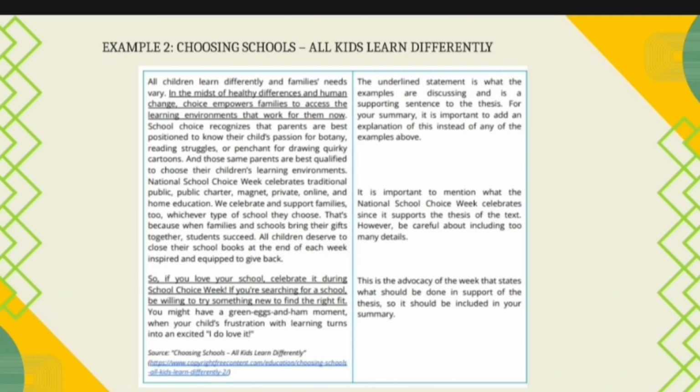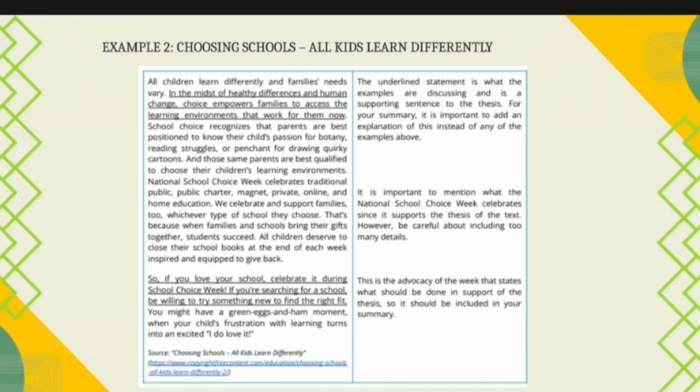So the underlined statement is what the examples are discussing and is a supporting sentence to the thesis. For your summary, it is important to add an explanation of this instead of any of the examples above. It is important to mention what the National School Choice Week celebrates since it supports the thesis of the text. However, be careful about including too many details.